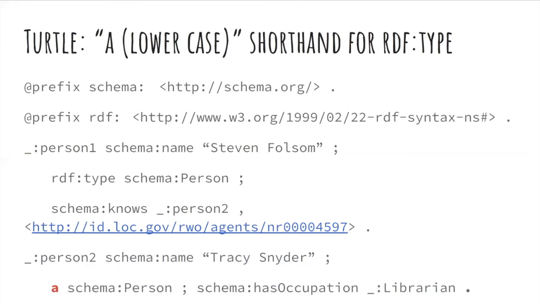A remarkably simple but convenient built-in abbreviation in Turtle is the use of a lowercase a as shorthand for rdf:type. As you can imagine in RDF, rdf:type is a property that's ubiquitous in nearly every data set we come across. RDF types are asserted often. Rather than requiring you to type out rdf:type each time, like here, we can have a shorthand of a. So it reads like a sentence. Person 2 has name Tracy Snyder, and they are a schema:Person.